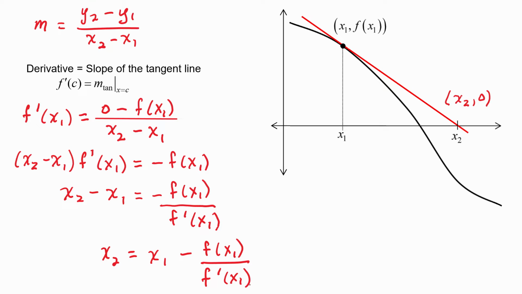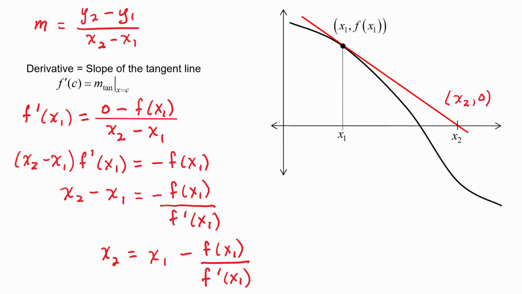And this turns out to be a formula that we can do many iterations of. Now because we know who x1 is, because we picked it, we plug that into the function, we know this value, we find the derivative, plug x1 into that, and we know that value, which means we can then do this calculation. So now we know who x2 is.